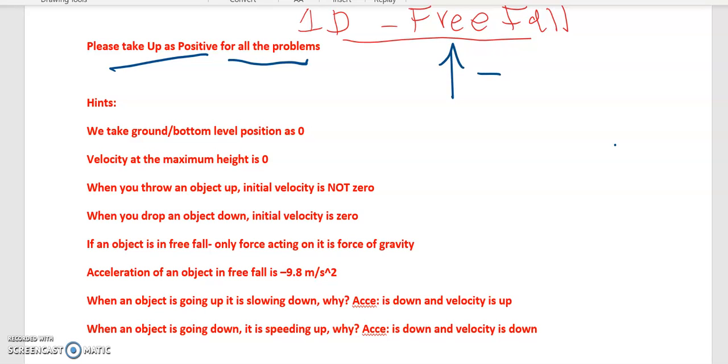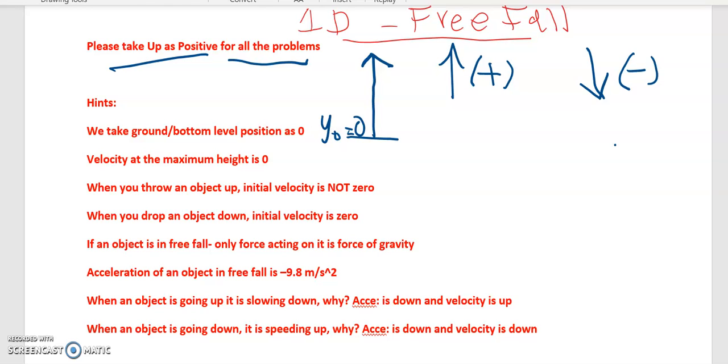We take up as positive, that means down is negative, okay? We take ground level or bottom level as zero position. Let's assume you're going to throw an object up. So after you throw it, it's going to move up, right? Initial y position, y naught, is going to be 0 because that's the bottom level. And let's assume you are going to start from a certain height above the ground, and then let's assume you're going to drop it. Okay.